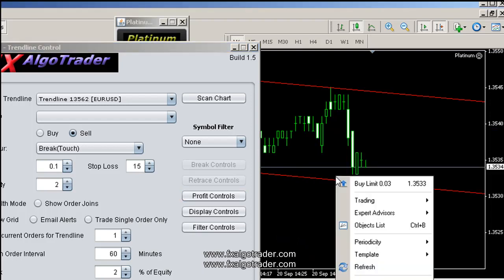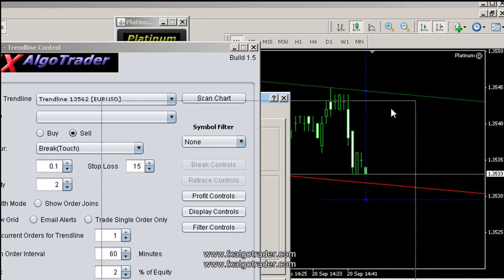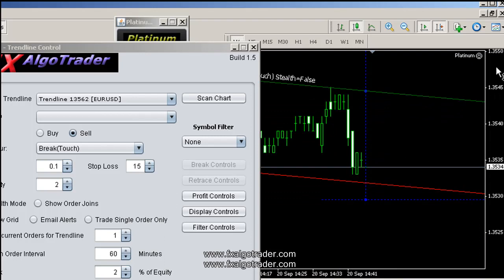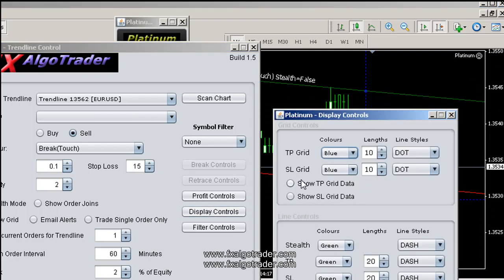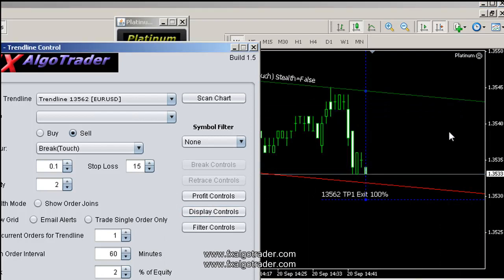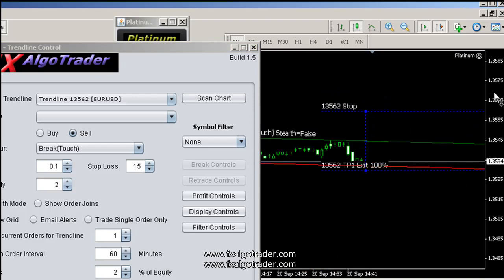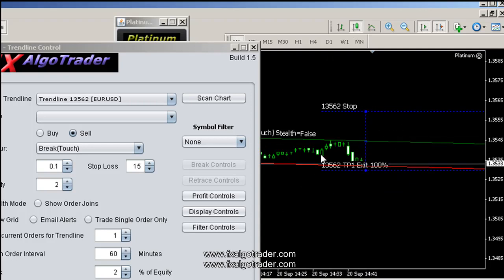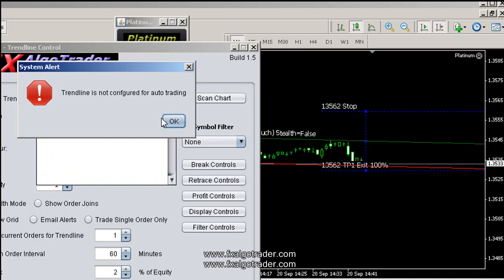Save. Right click on chart, properties, show object descriptions. Again, show our TP and SL grid data. Okay, 15 pips, let's check. 15 pips, 15 pips. Okay, so essentially that does our resistance level. Now we want to do our support level.